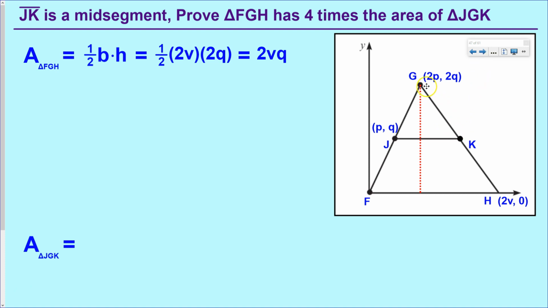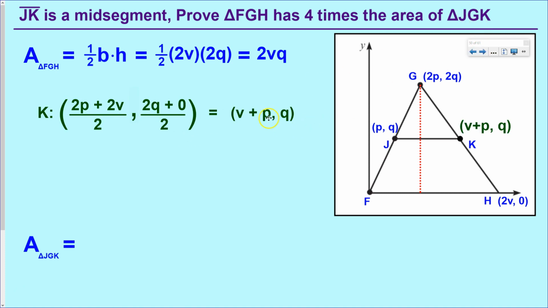However, when we move to the small triangle, we have a little problem, because that coordinate right there is not labeled, so that becomes kind of an issue. However, K is special. It is a midsegment, so that means K is a midpoint. So you can use the midpoint formula to find the average of this coordinate and this coordinate, just like that. Again, doing some simplification, a 2 cancels out there, and we get a coordinate of v plus p comma q. So there's our coordinate right there.